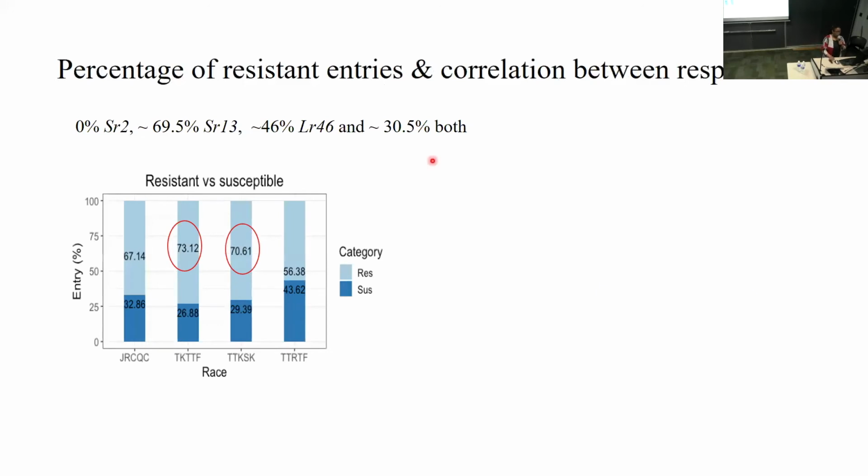As you see from this graph, we have a high level of resistance for the TKTTF and TTKSK races. This is compared to the durum races, the J race and the TTRTF race, against which we have a lower level of resistance, because, as I mentioned earlier, the durum genotypes we have here have more Sr13, and these two races are virulent to Sr13.